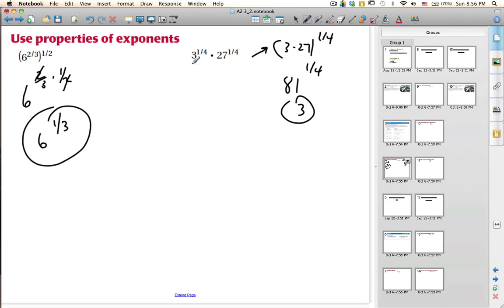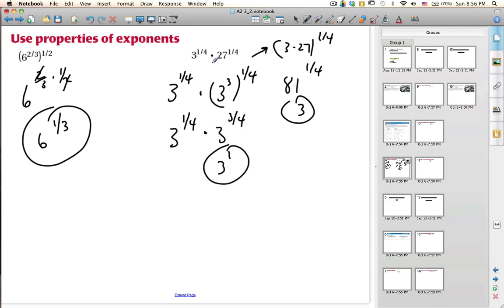Okay, but I could also rewrite 27 as a power of 3. So I could say this is 3 to the 1/4 power times 27 is 3 cubed, and that to the 1/4 power. So that would be 3 to the 1/4 times 3 to the 3/4. 1/4 plus 3/4 is equal to 3 to the first power. So I could do this problem either way I wanted.